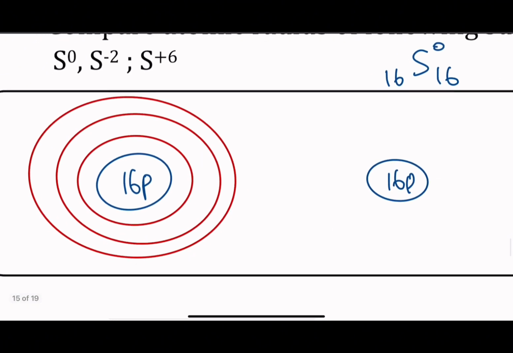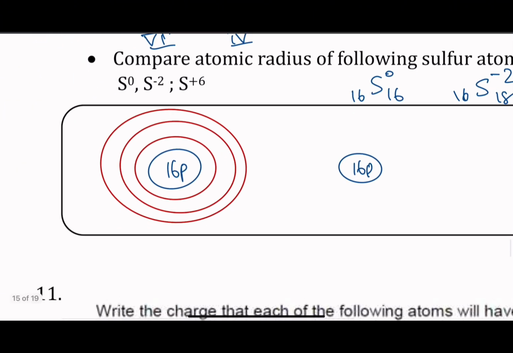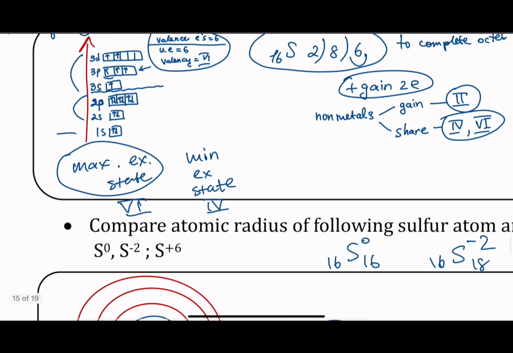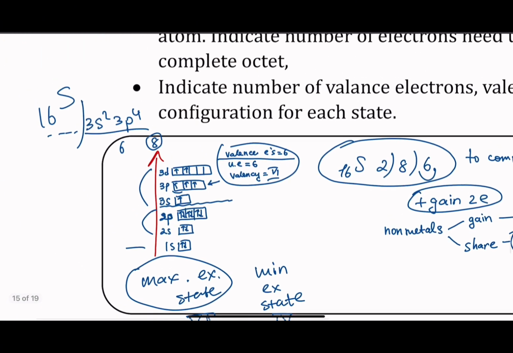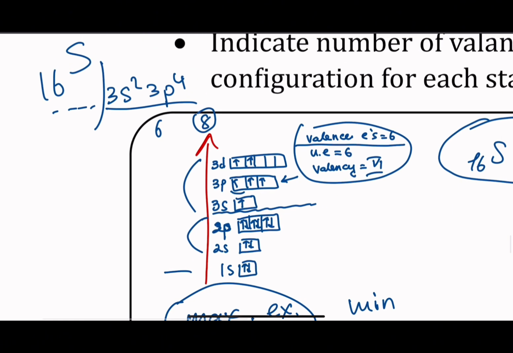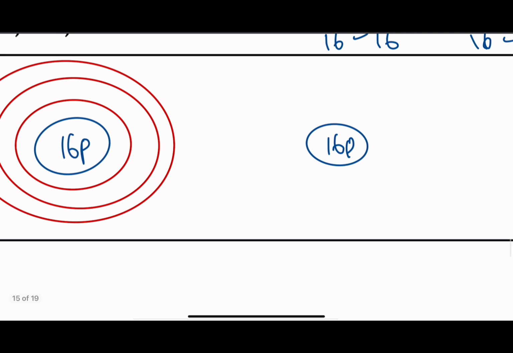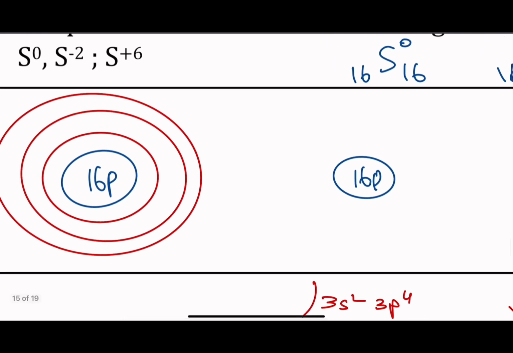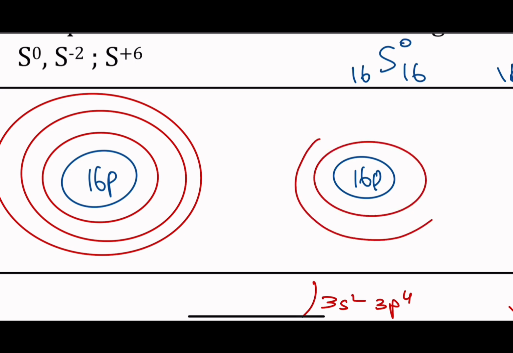Now that is for sulfur 0. And for the next one, I just add 2 electrons. Do you see sulfur completes octet? We said 3s2 and 3p4, right? So this was 6 electrons. If you add 2 more electrons, octet is complete. That's where you have 3 shells again. So 1, 2, and 3.